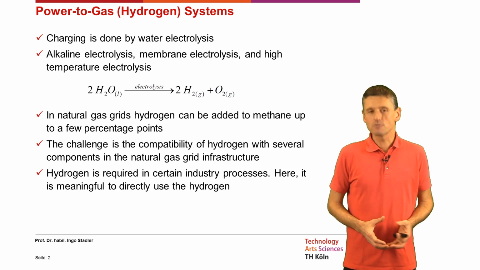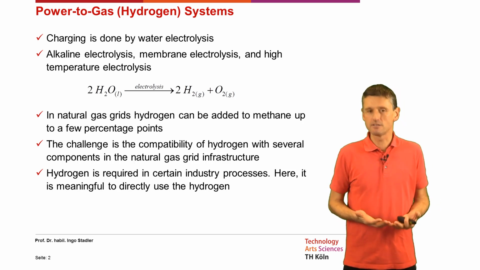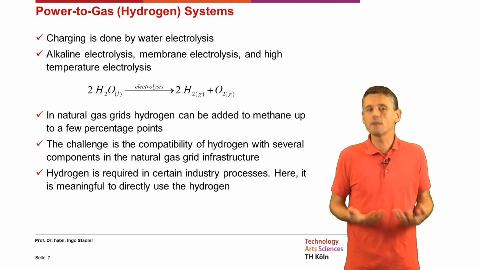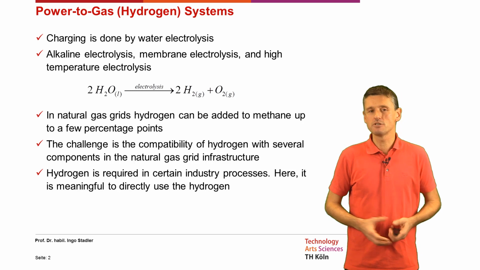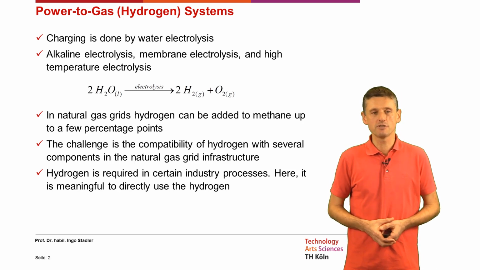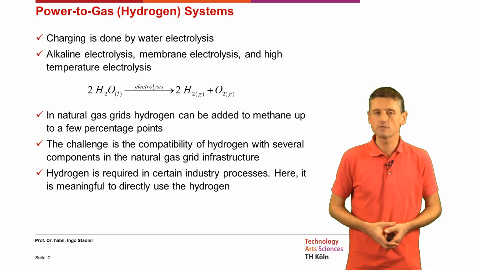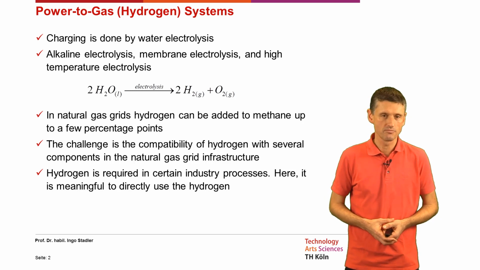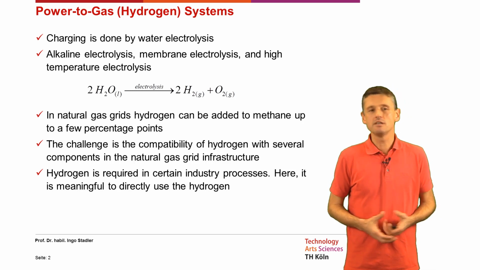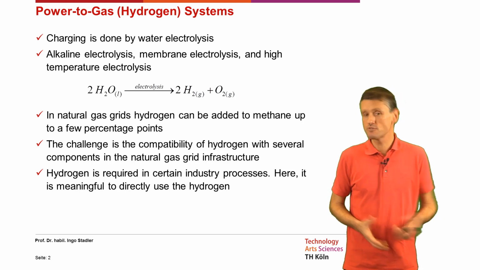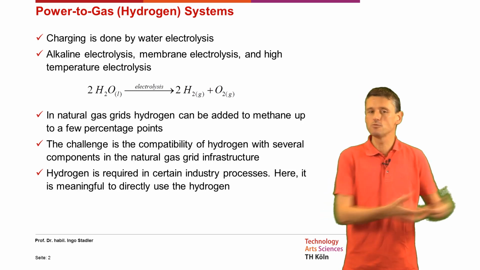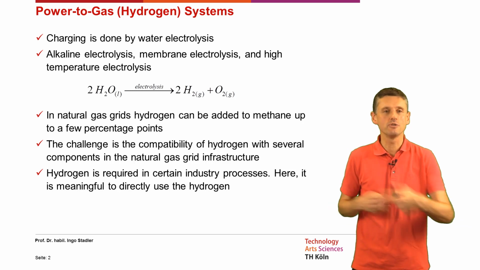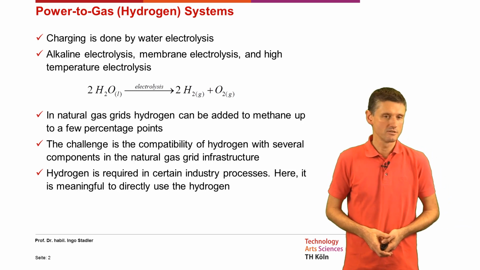In natural gas grids, hydrogen can be added to methane, but only up to a few percentage points. The challenge is the compatibility of hydrogen with several components in the natural gas grid infrastructure. Hydrogen is required in certain industry processes. Here, for sure, it is meaningful to directly use the hydrogen and not go in a further process.